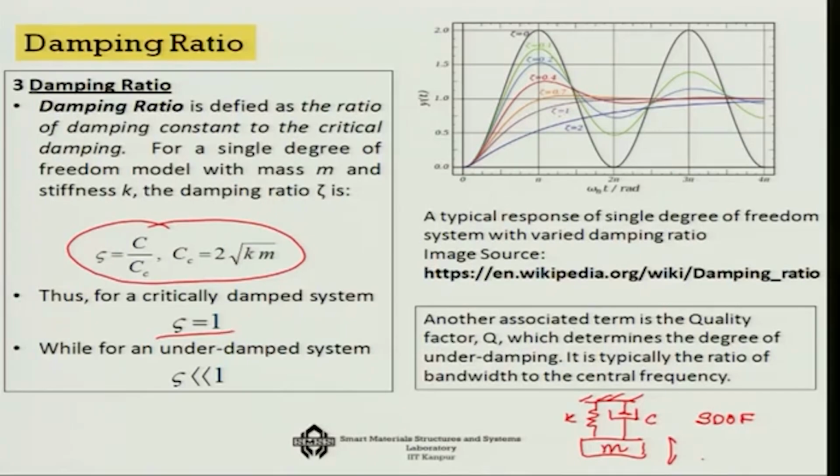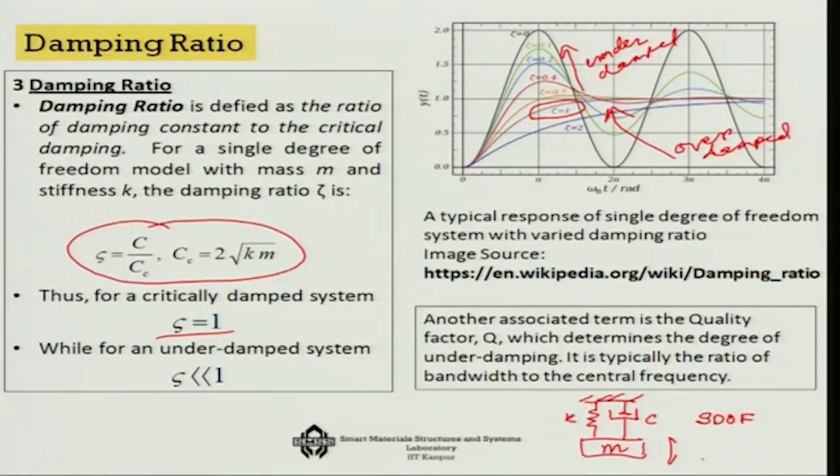Like as you can see here, this is the case of a critically damped system, and all these where the oscillations are continuing are the cases of under damped system. And this is the one single case that is shown where the zeta value is greater than unity. This is the over damped case, which you will not generally see practically.